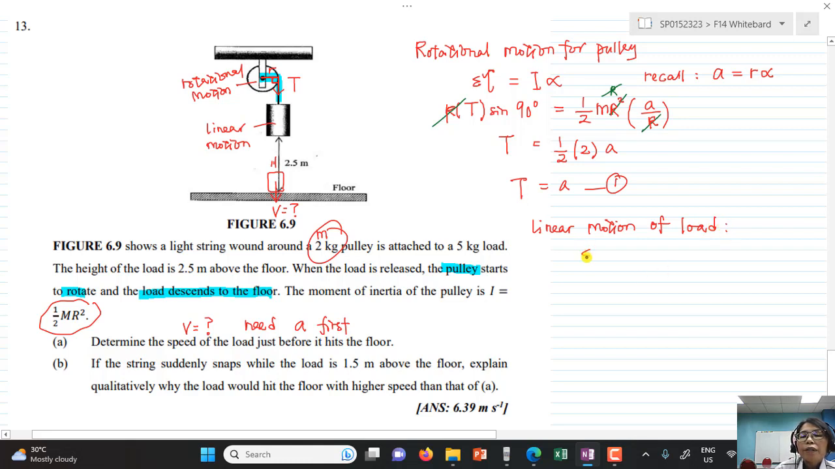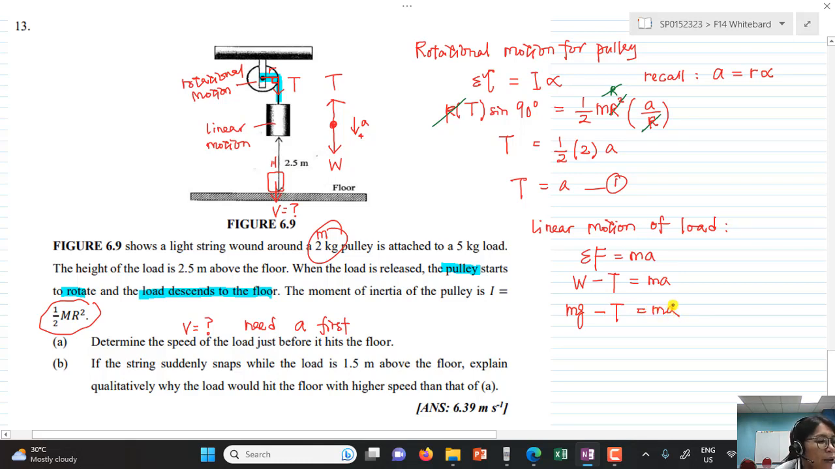So I have summation force equal to MA, Newton's second law for linear motion. For the load, the mass, I have tension upward and weight downwards, and this load is accelerating downwards. Taking the direction of acceleration as positive, I'm going to have weight minus tension equal to MA. So the weight will be mg minus tension equal to MA.